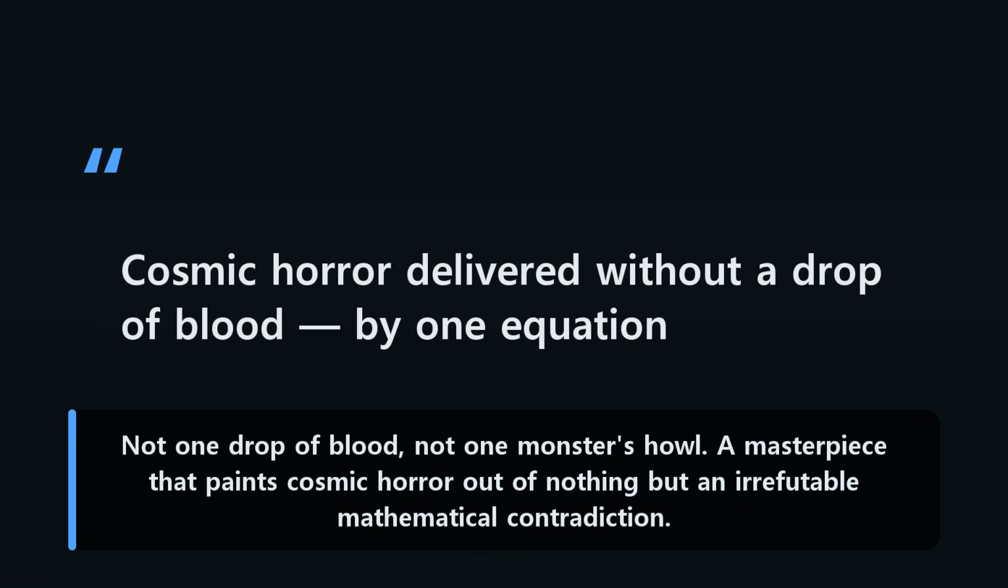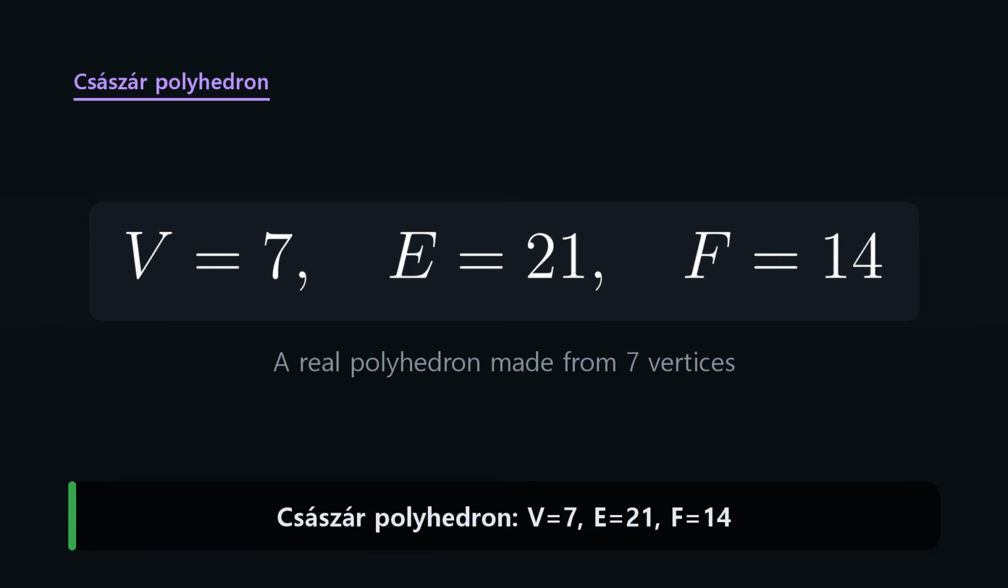Not one drop of blood, not one monster's howl. A masterpiece that paints cosmic horror out of nothing but an irrefutable mathematical contradiction. And yet a polyhedron with a hole through it really does exist. It's built from just 7 vertices, the Szilassi polyhedron.